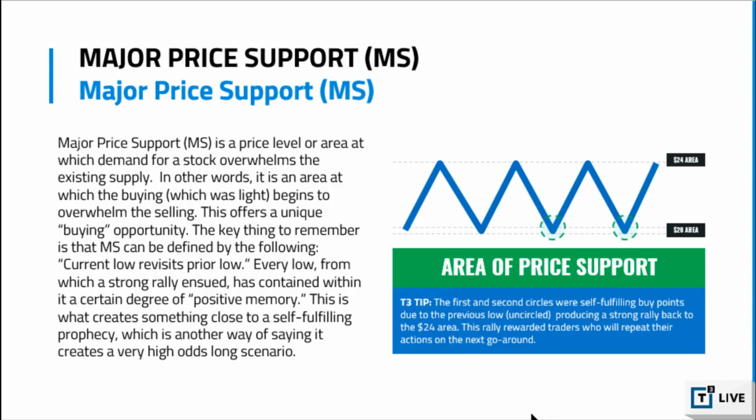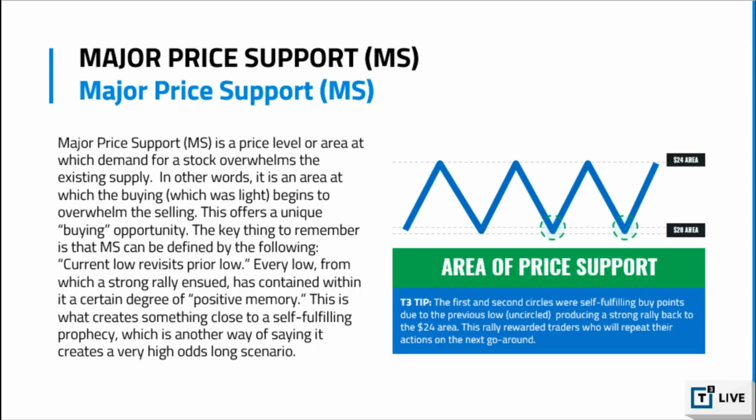Okay? Every low from which a strong rally ensued has contained within it a certain degree of positive memory. This is what creates something close to a self-fulfilling prophecy, which is another way of saying it creates a very high odds long scenario. So the first and second areas were self-fulfilling buy points due to the previous low uncircled having produced a strong rally back to the $24 area. This rally rewarded traders who will always look to repeat their actions on the next go around. Okay, so that's major support.